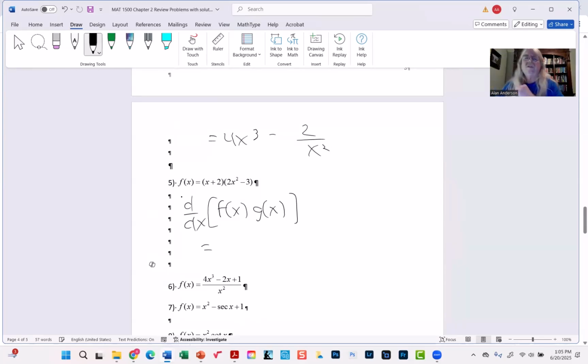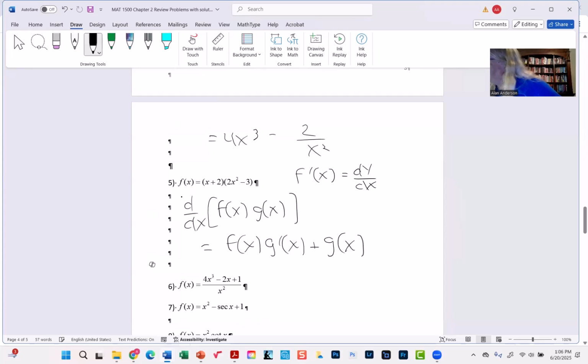And I just want to remind you that the prime means the derivative. So in other words, f prime of x is the same thing as dy dx. And the same thing with the g. So we have the first times the derivative of the second plus the second times the derivative of the first. Okay, great. So here, this is our f of x, this is our g of x. So, especially if it's a messy problem, you might want to write these out first.